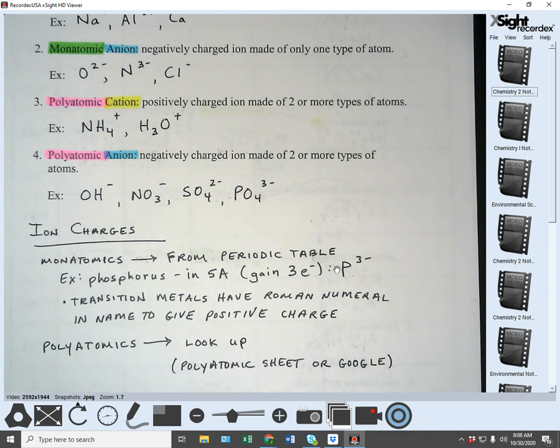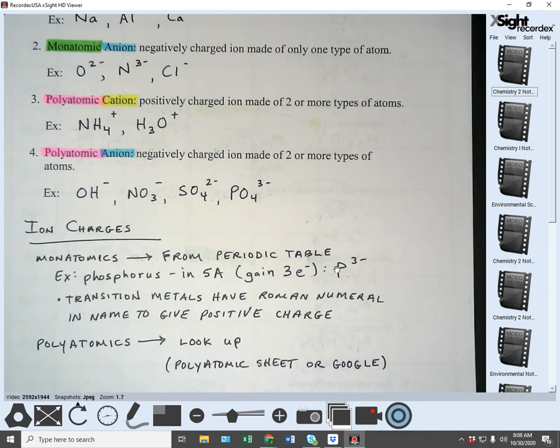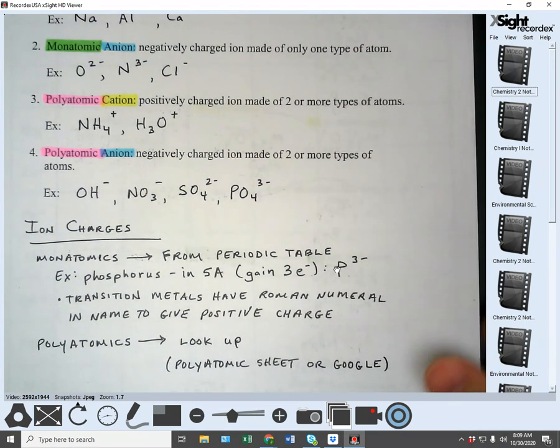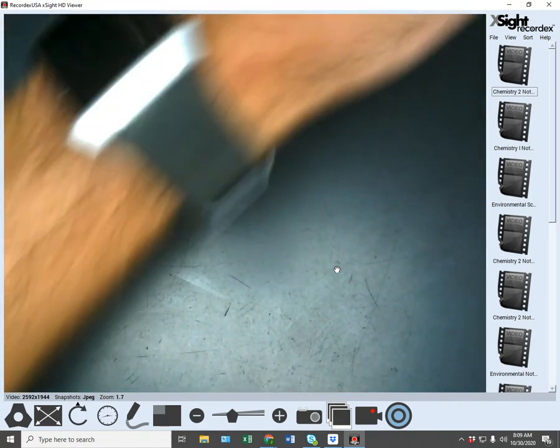Polyatomics, if they don't give the charge to you, you have to look it up. I will give you a polyatomic sheet at some point. The homework that you have for tomorrow, you don't need it, but I'll give you a polyatomic sheet. Or if there's one that's not on the sheet that I give you, you can just Google it to figure out what the polyatomic ion formula is. All right, so we're going to go to the back of the notes.